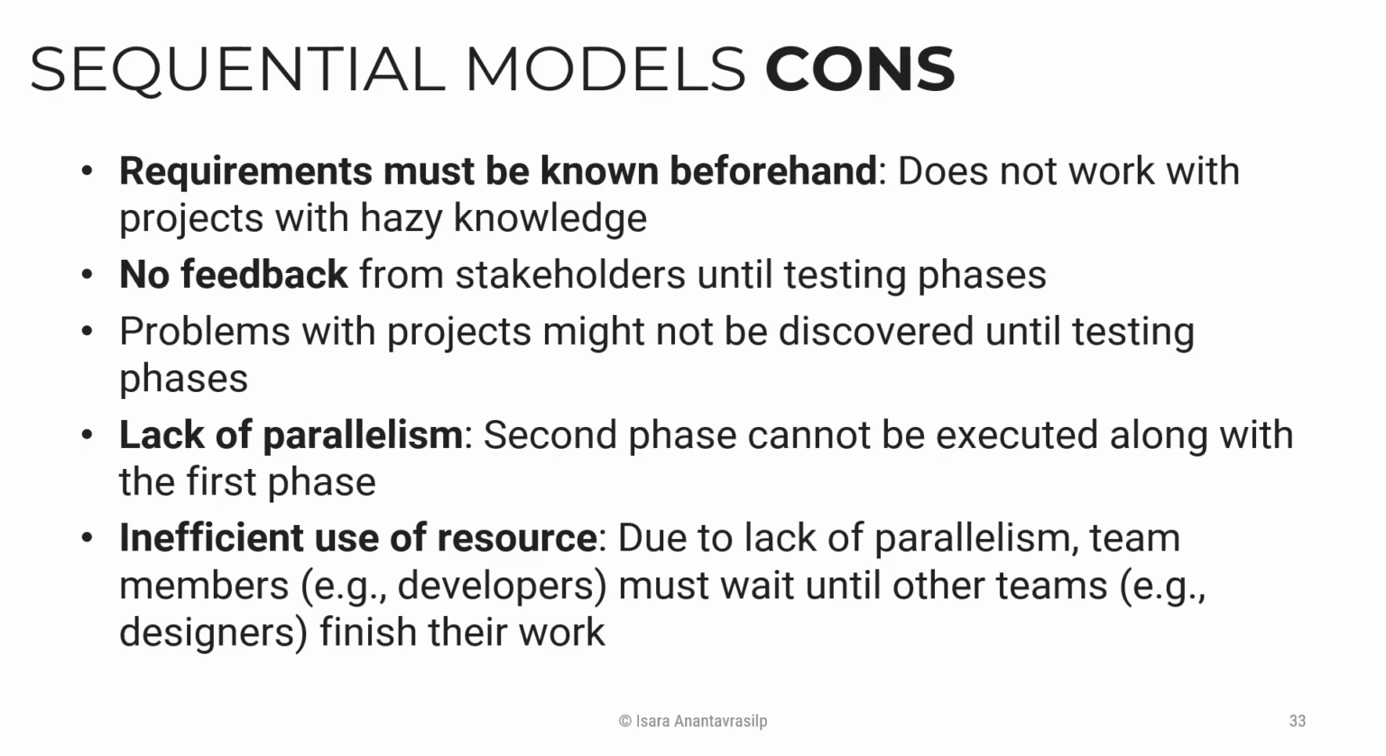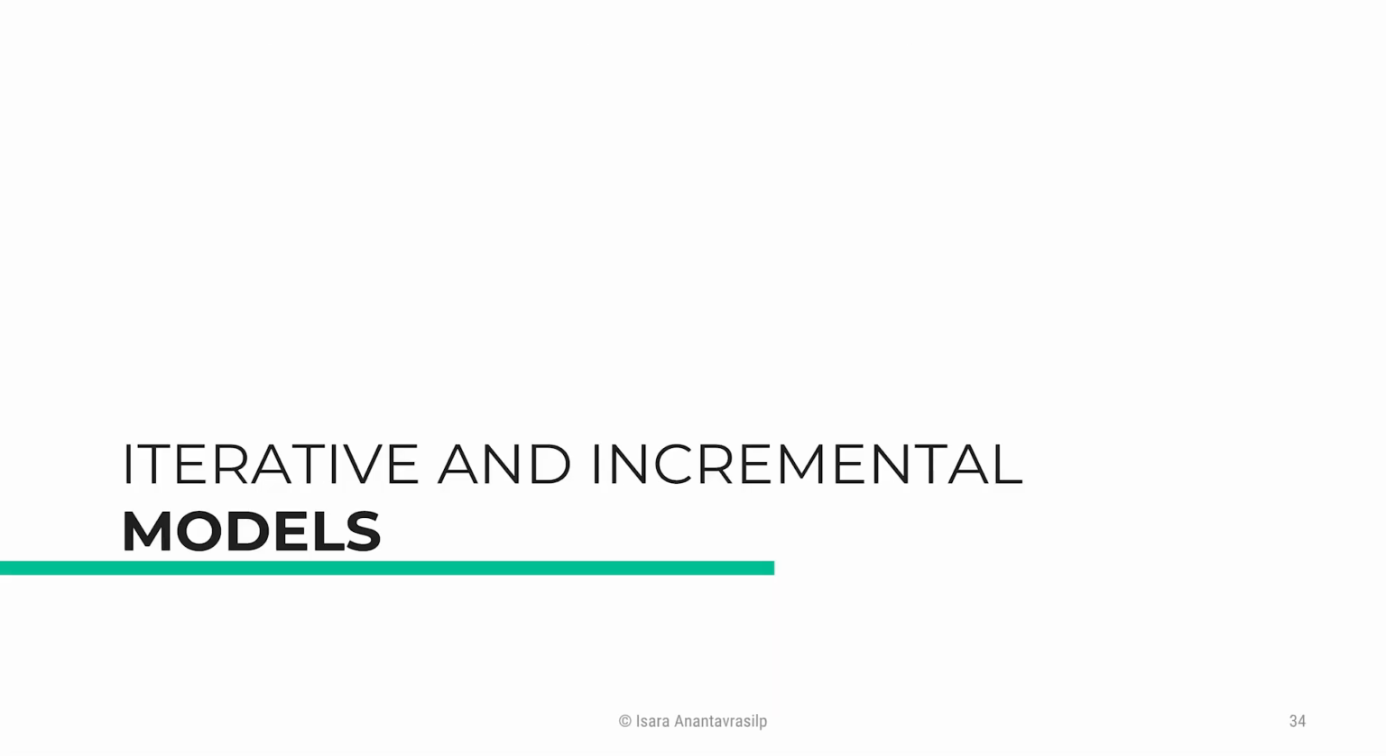And how do we fix this? We're gonna discuss iterative and incremental models and agile models, and then we will see that today software development processes aim to address all these disadvantages of sequential models. One of the solutions to address the issues of sequential models are the iterative and incremental models.